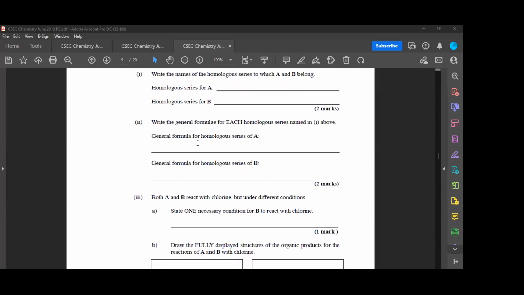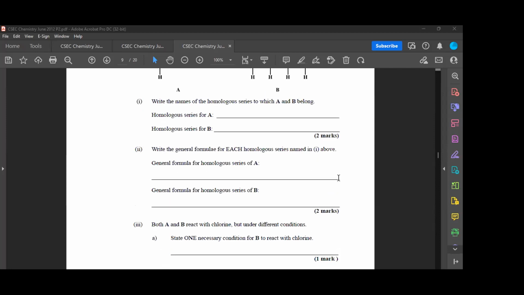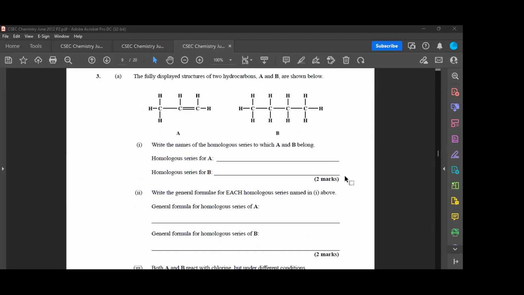See that? Now, one of them said name it. Are you noticing that? Yes, sir. So when you're doing the question, you have to first read the instructions before obeying your impulses, because that is what caused many persons who have done this question to get it wrong. So the first thing it asks is write the name of the homologous series to which A and B belong. What homologous series is A?